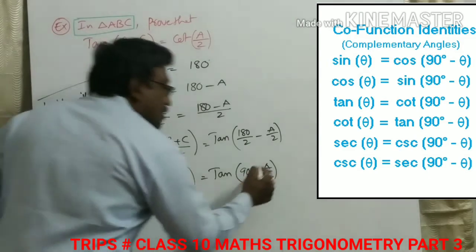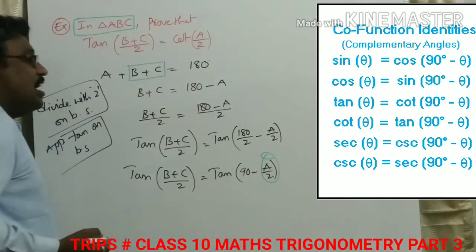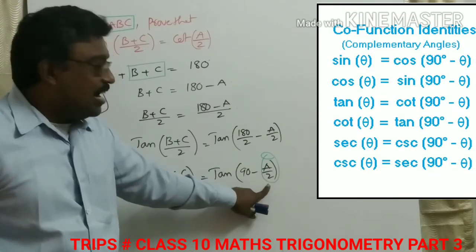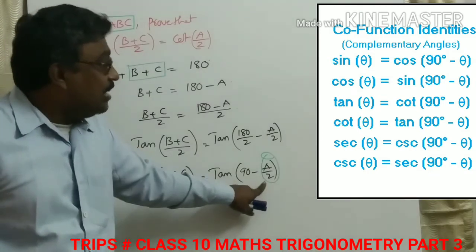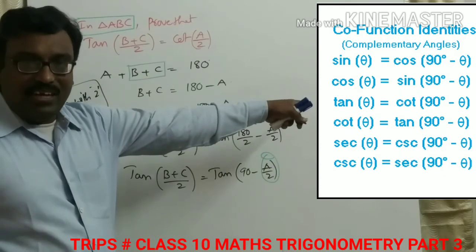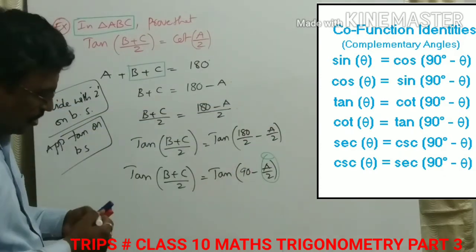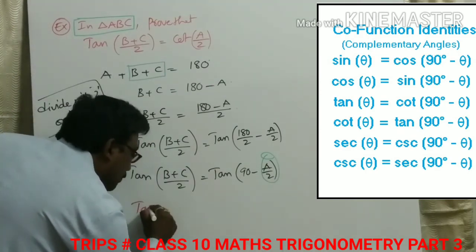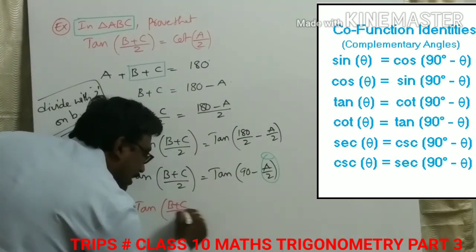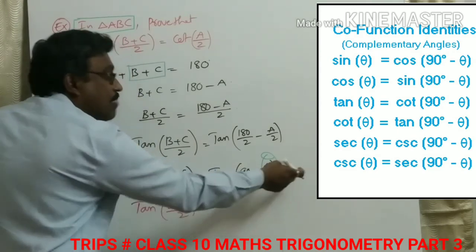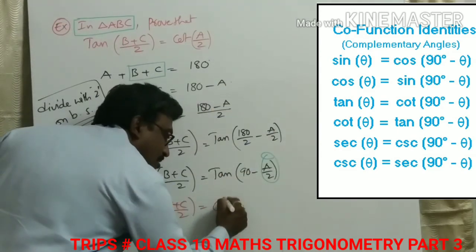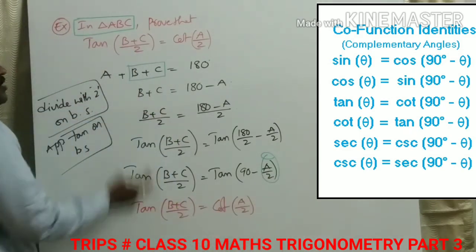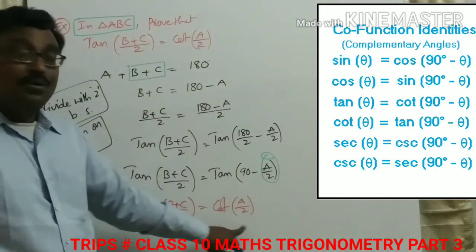Now, see here. Tan of 90 minus A by 2. If we consider A by 2 as theta, then it is tan 90 minus theta, and the formula for that is cot theta. Good. Now tan (B plus C) by 2 is equal to tan 90 minus theta, which is cot theta. Instead of theta, A by 2 is there. So tan (B plus C) by 2 is equal to cot A by 2.